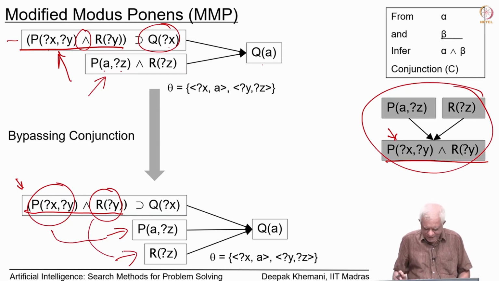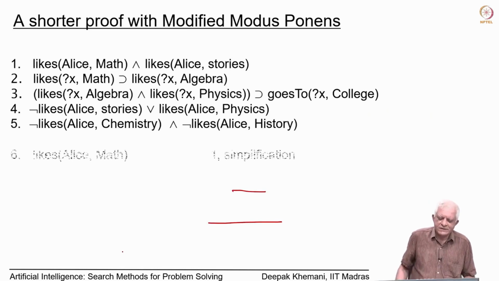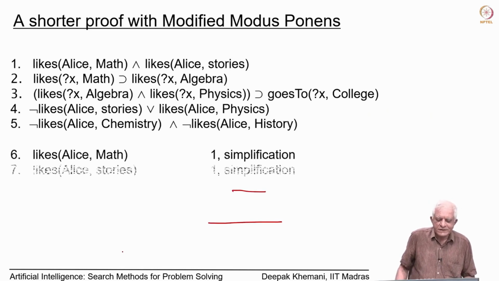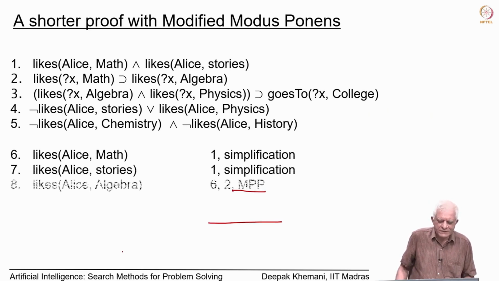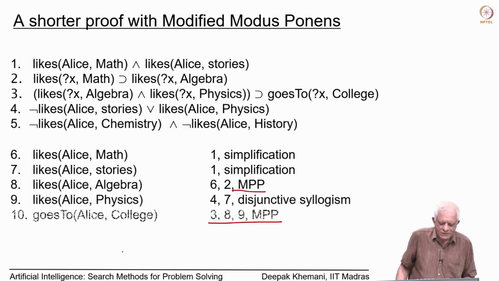And then we saw that this gives rise to a much shorter proof for the problem that we have been looking at, which is the problem of figuring out whether Alice will go to college or not. And we had used the modified modus ponens, as can be seen here essentially.